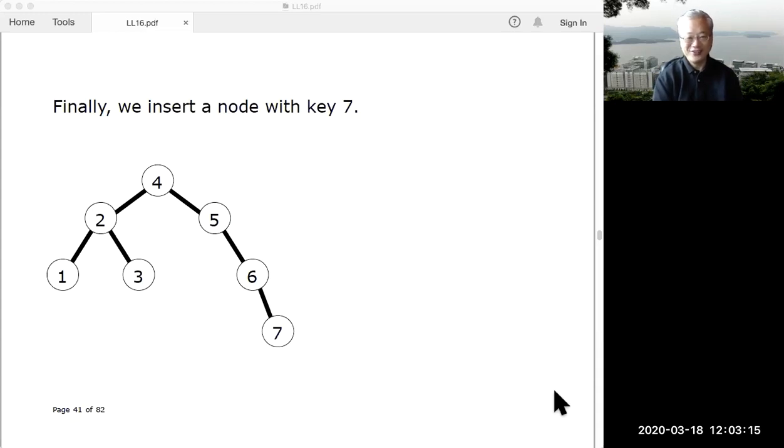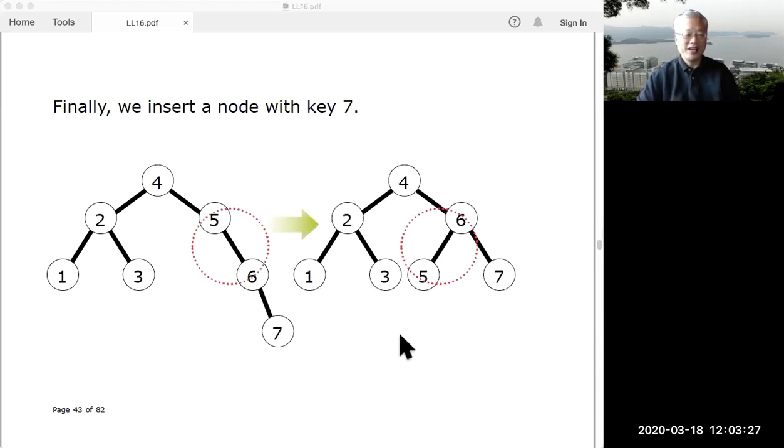Yes, good. You know, the axis should be what? 5-6, good. So it's a 5-6, right? Left rotation. So it's like this. Okay, so we rotate. Good. Very simple.